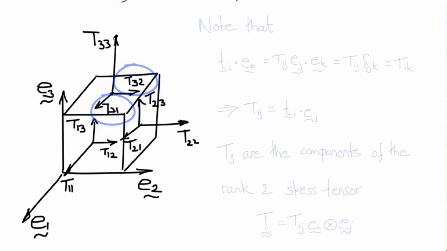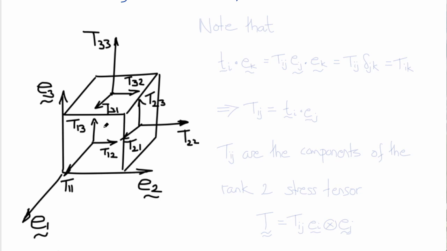Now, I've drawn these arrows in the positive directions, namely in the same directions as the base vectors, and on the positive faces, namely on the faces whose outward normals are the unit vectors. So these are all positive components of stress as they're drawn. So we'll emphasize that again in a moment.